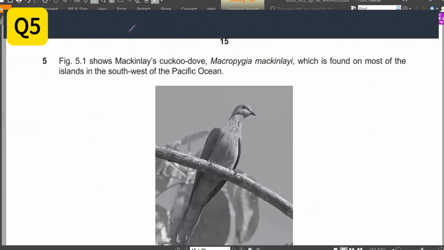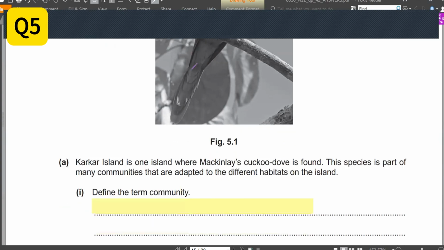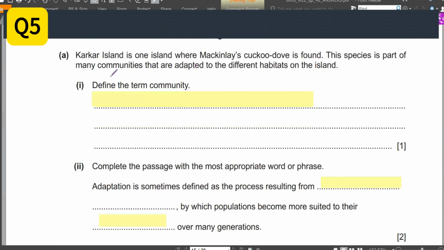Next. Here we can see the figure showing McKinley's cuckoo dove. We have the scientific name here. It is found on most of the islands in the southwest of the Pacific Ocean. We can see this bird here. Kaka Island is one island where McKinley's cuckoo dove is found. This species is part of many communities that are adapted to the different habitats on the island.